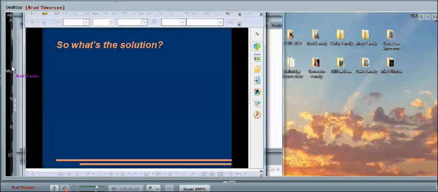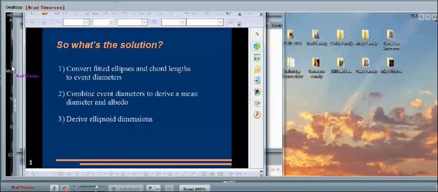Given the reality that most events don't give definitive results individually, I've sought to develop procedures to combine them. The first principle is to represent each occultation by an event diameter, because that provides various viewpoints from which to calculate a mean diameter and ellipsoid dimensions. The more viewpoints we have, the better the accuracy.